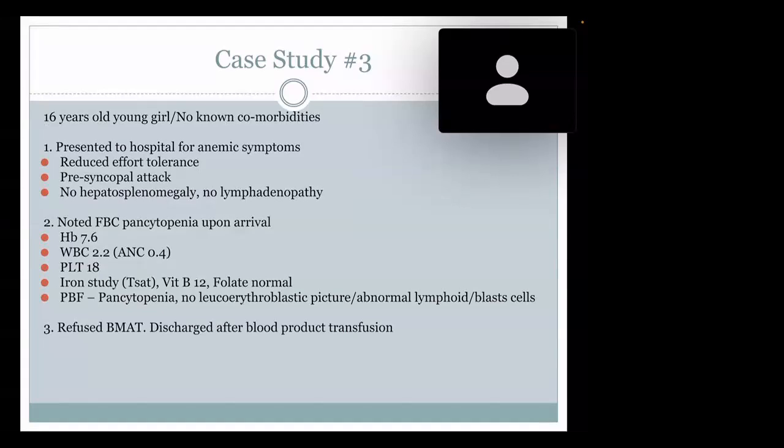Initial cell counts noted pancytopenia: HB of 7.6, white blood cell of 2.2, very low ANC of 0.4, platelet of 18. In order to rule out nutritional deficiency, iron study including transferrin saturation, vitamin B12 and folate were sent, and they were all normal. Of course, PBF was sent, and it was reported as pancytopenia, no abnormal blasts or lymphoid cells. At that time, because of her young age, she was worried about BMAT, so she refused, and she was discharged after the blood product transfusion.